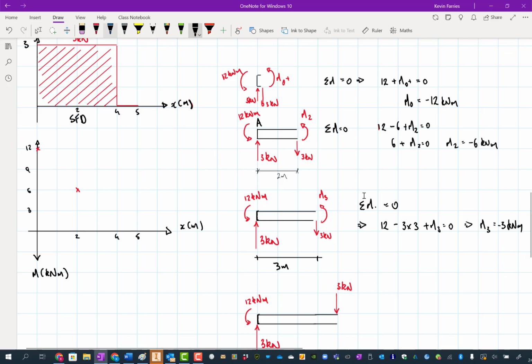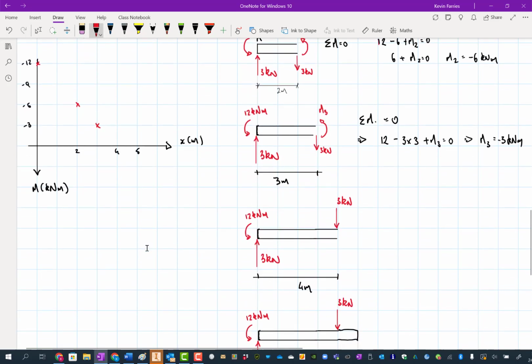Yeah, got to be careful, eh? So all these are minus, minus, minus, minus, minus. Get rid of that, force of habit. And so M is positive in this direction. M is positive this way. So at 3 meters, we've got minus 3.